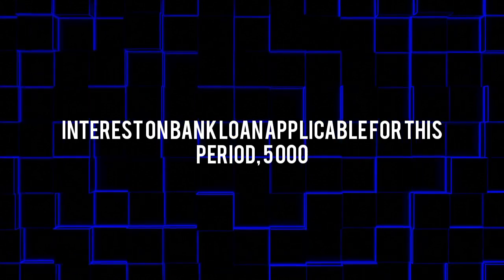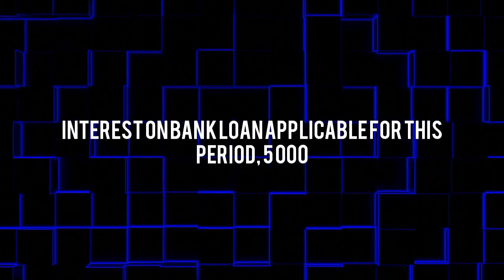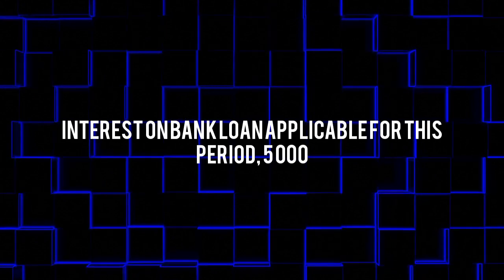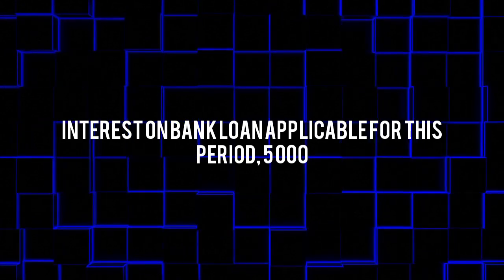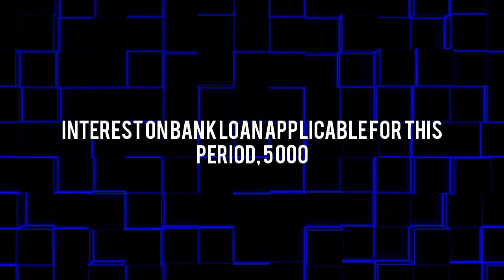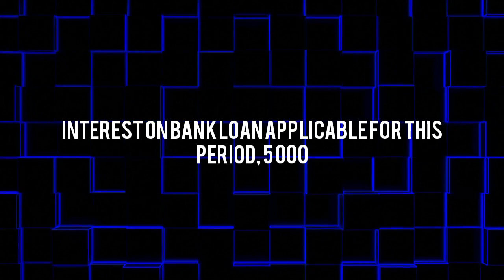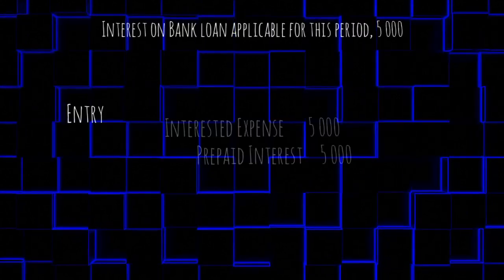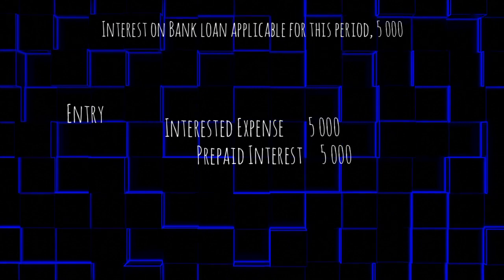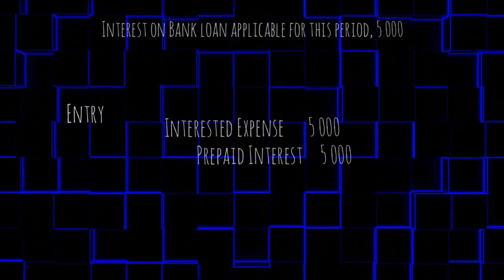The interpretation for this one is out of 20,000 prepaid interest on bank loan, 5,000 is already used for an expense. So in order to adjust this one, we will only have to deduct 5,000 from the prepaid interest. So the entry for this one is debit interest expense 5,000 and prepaid interest on credit, which is also 5,000.